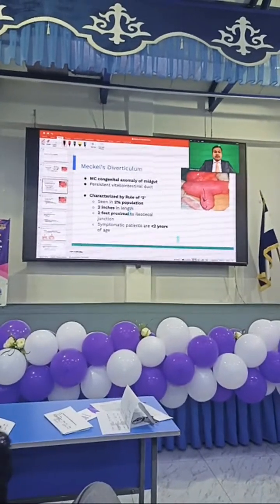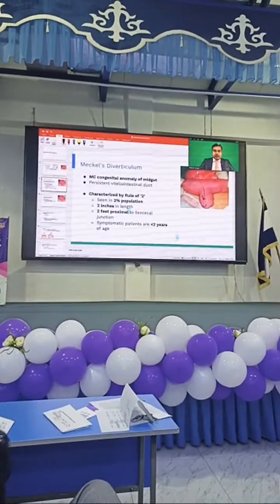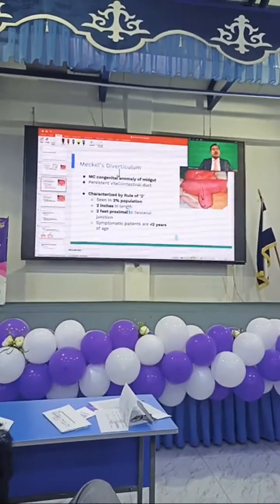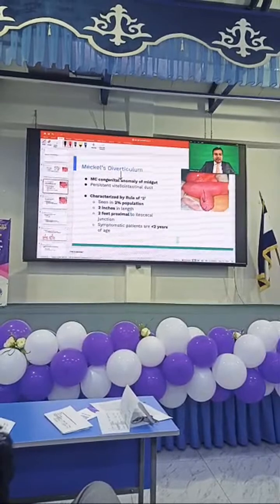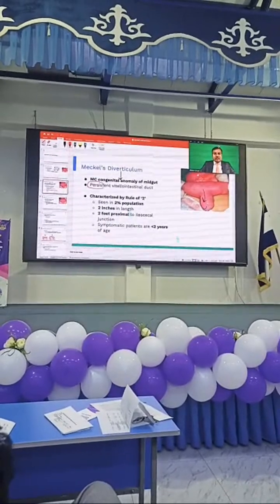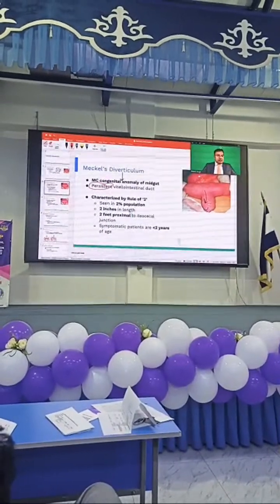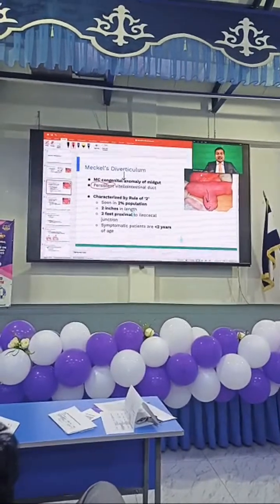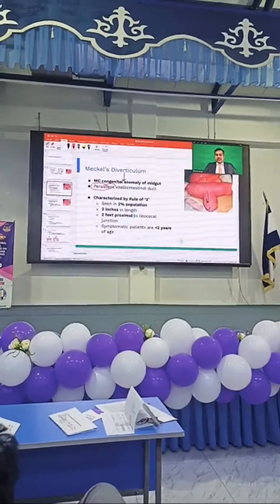Meckel's diverticulum is the most common congenital abnormality of the midgut. Clear? What is the problem here? These patients have a persistent vitelo-intestinal duct. What is the other name of the vitelo-intestinal duct? It is also known as the omphalomesenteric duct.